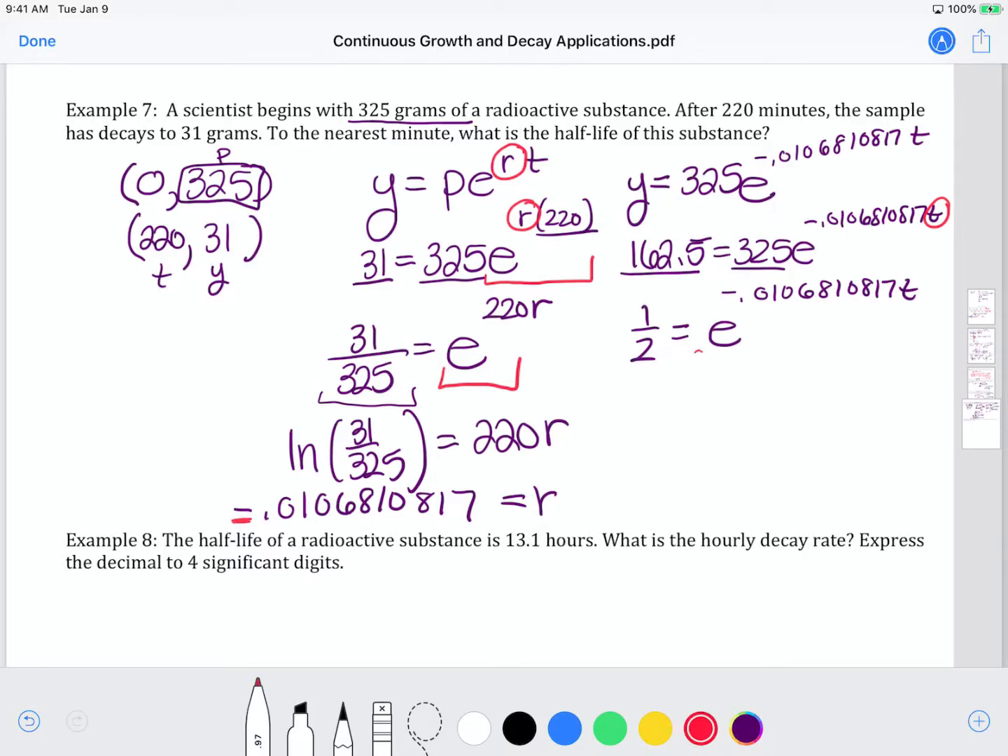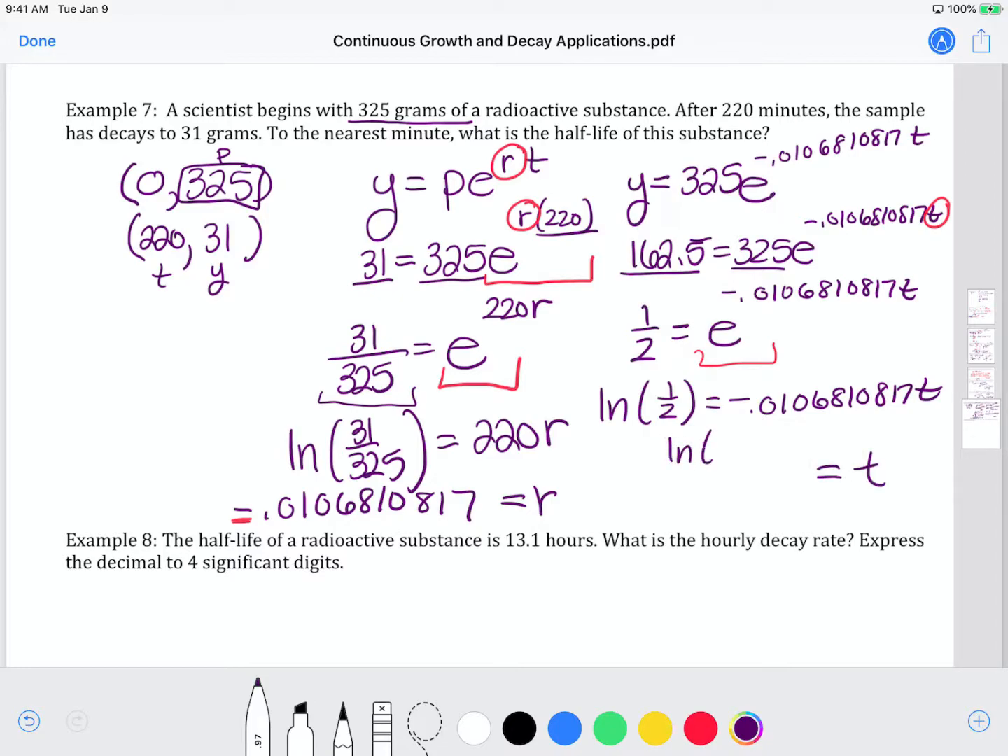Now I have my exponential isolated, so I can put it in log form. Since this is base e, I can write it as natural log of 1/2 is equal to negative 0.0106810.817 t. So that's my exponent. So I take my log, set it equal to my exponent, and then my last step is to divide by that big decimal value on both sides.